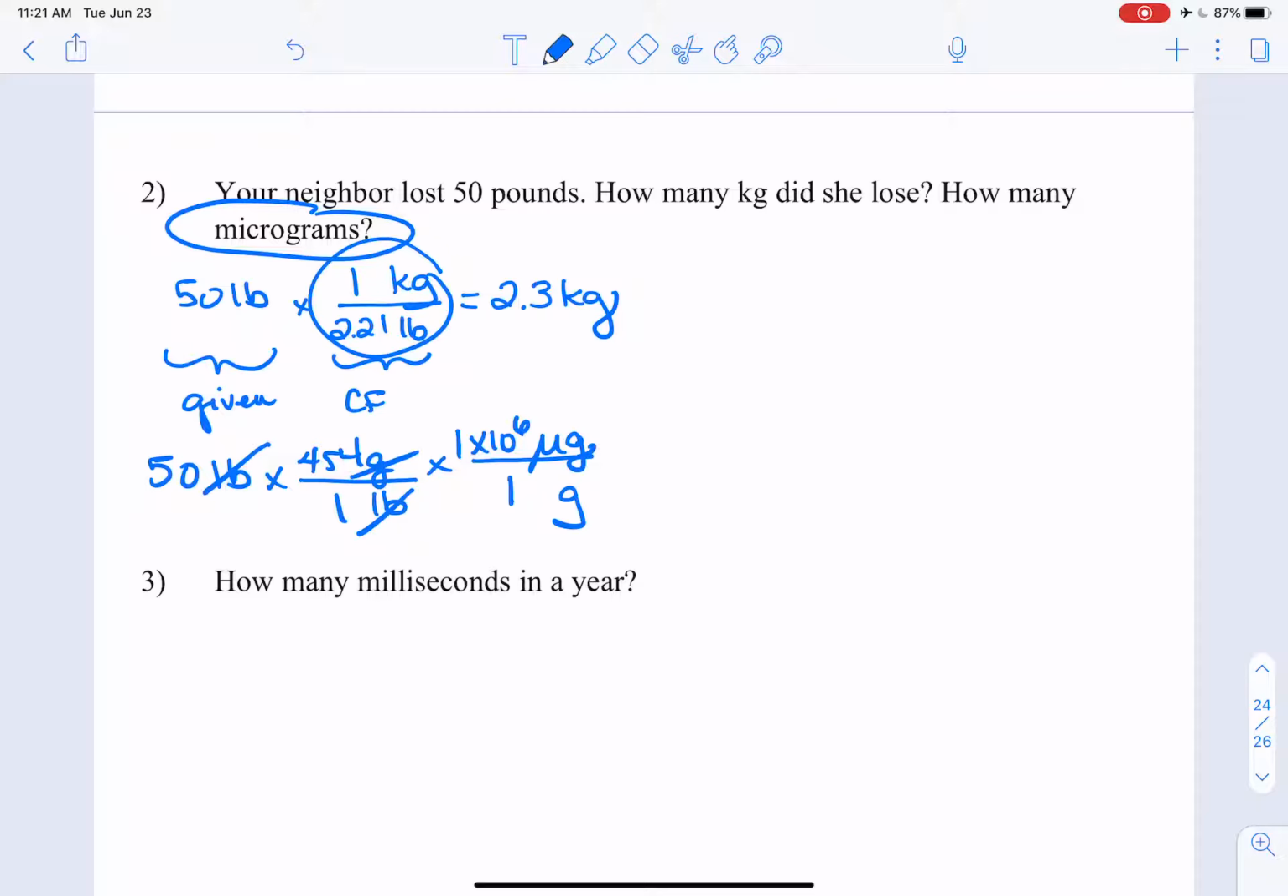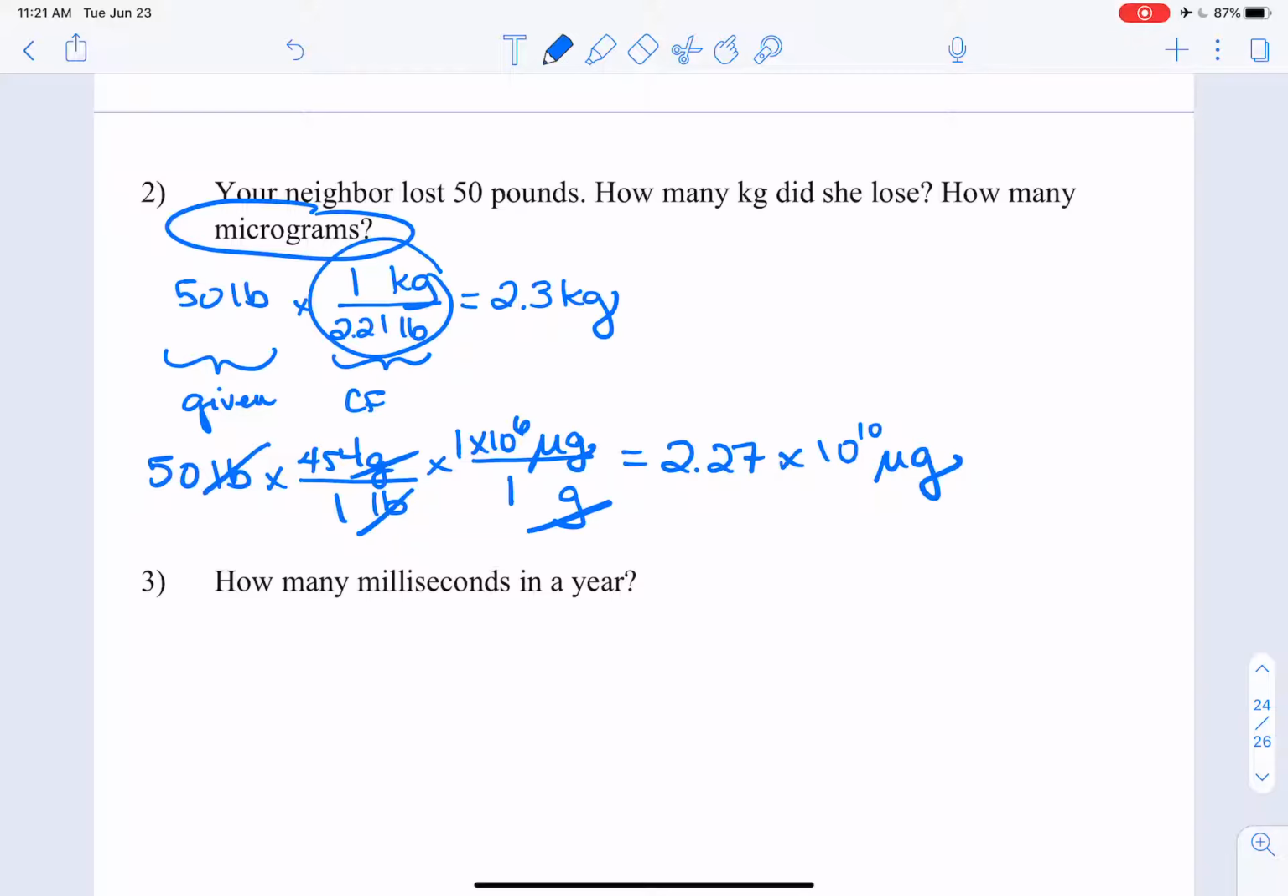So our grams cancel out, and we're going to put this into our calculator, and what we're going to get is 2.27 times 10 to the 10th micrograms. Okay, now again, those of you who know how to do significant digits, don't worry about the significant digits till we get there, right?